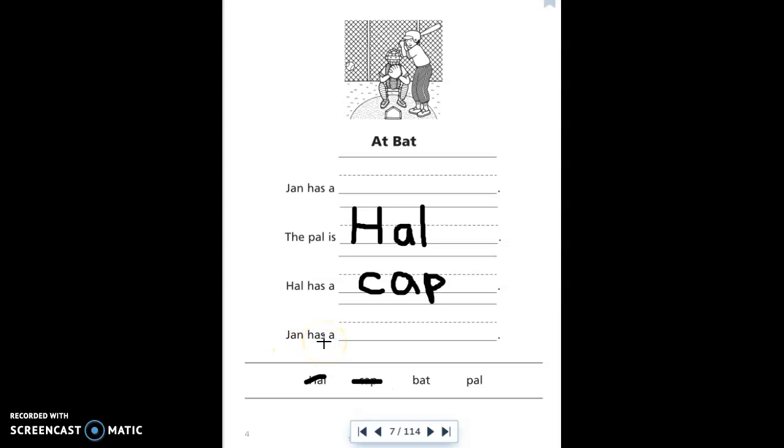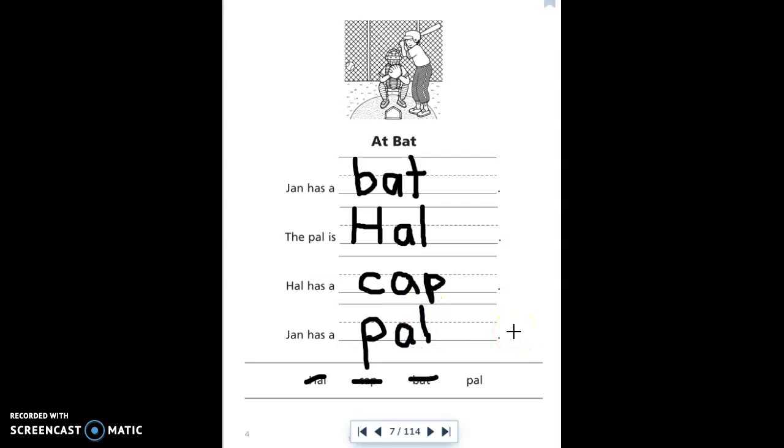Jan has a, well, if the pal is Hal, I don't know. Let's go back up here. Let's go to Jan has a. We have the same one. Jan has a. She can have a bat and a pal. So we'll just give her a bat for the first one, B-A-T, and we'll give her a pal for the bottom one. She has a bat and a pal. What a lucky girl she is.